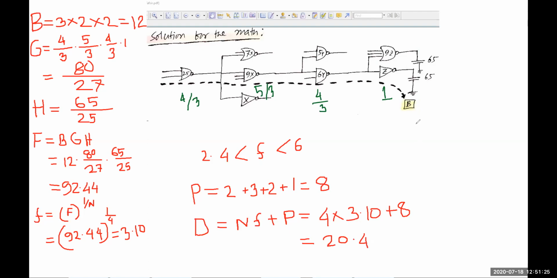Now come to the estimated delay. D estimated, the estimated delay, will be D into tau, that means 3RC. Now the R and C are given in your question. What was that?